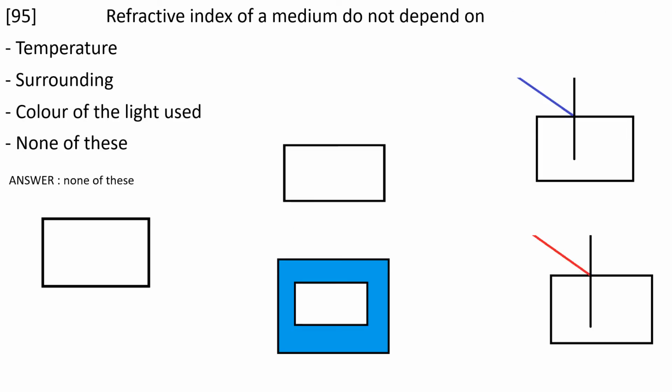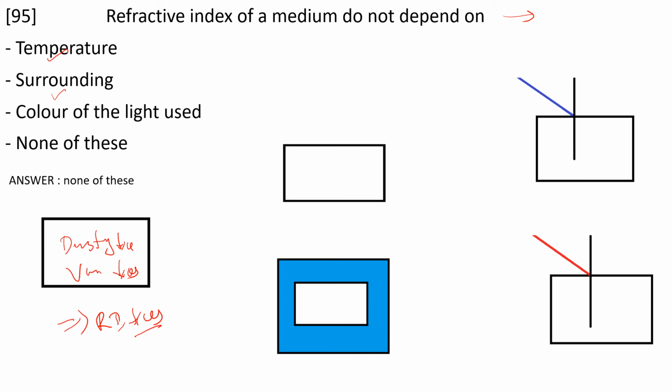The refractive index of a medium does not depend on which of these? To understand that, we have different glass slabs kept for the experiment. Now, temperature. When the temperature increases, the density of the glass slab decreases, as well as the viscous property also decreases. So when temperature increases, what happens? The refractive index decreases. This can be one of your subjects for project work if you are in BSc. And surrounding.